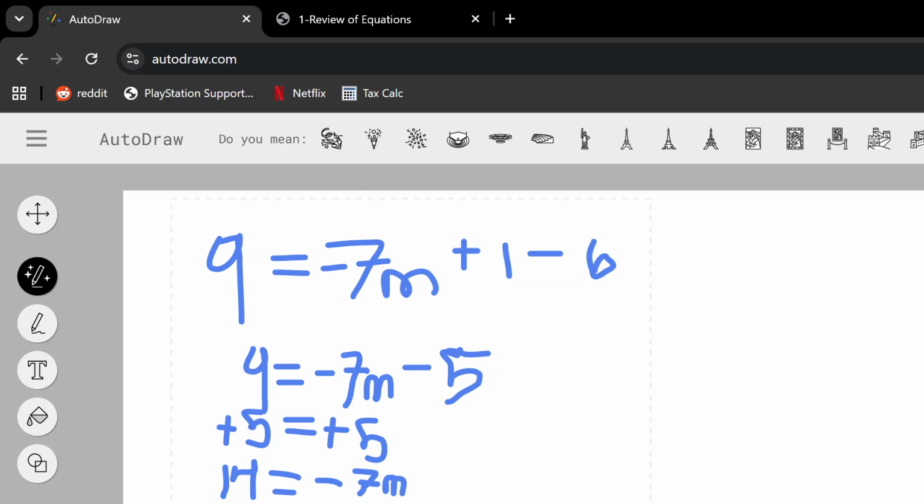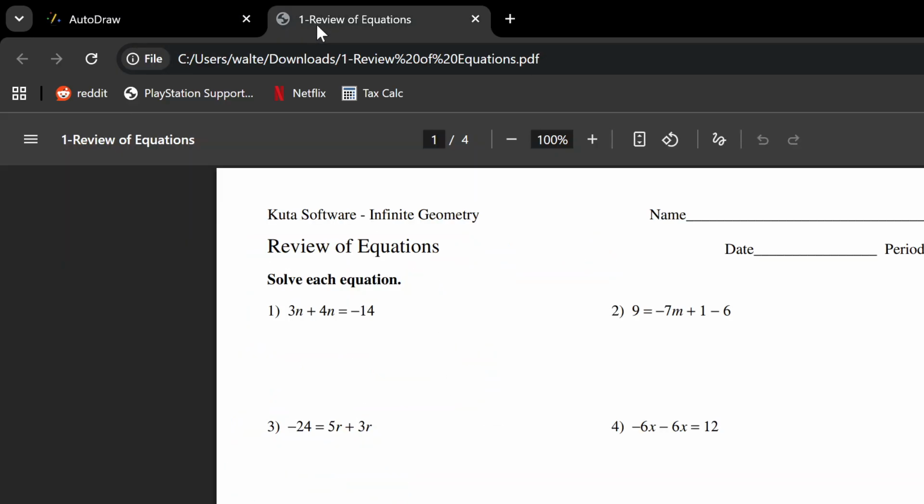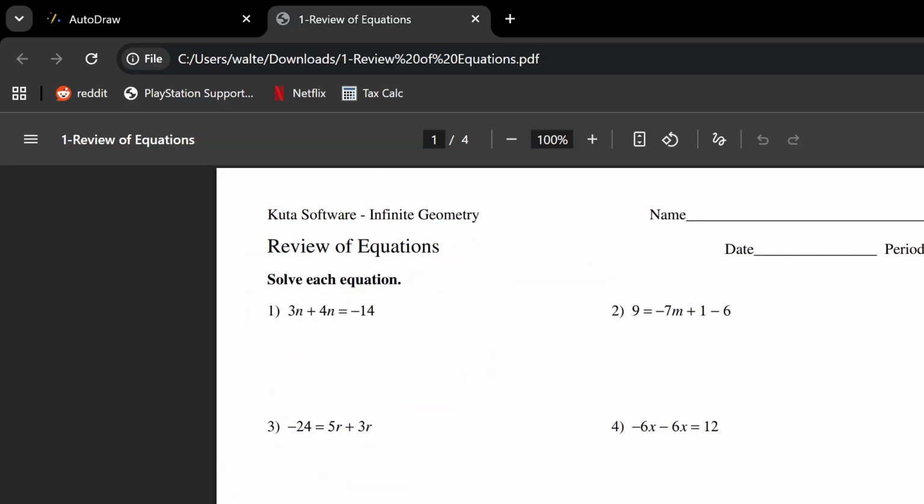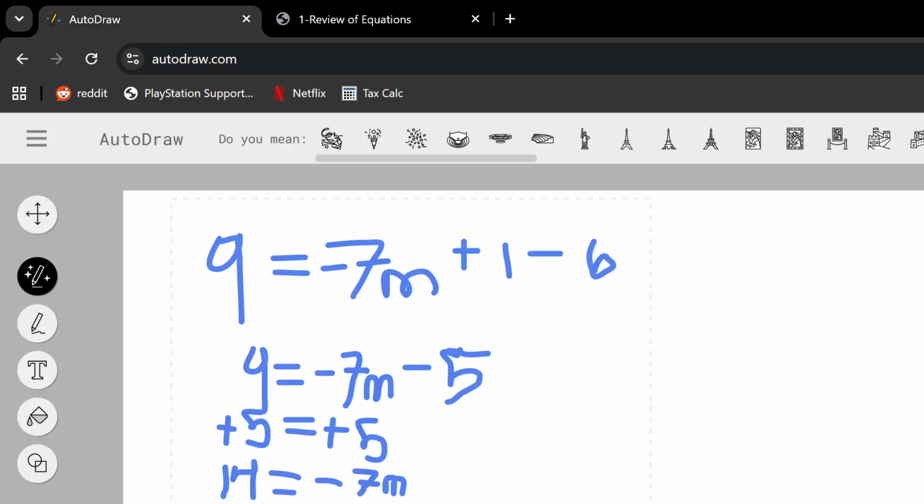Cool. Now remember what I said first. I want m, I don't want negative m. So that means I want positive m. Right now we have 14 equals negative 7m, but I want m by itself. What do you think we should do? It's very similar to the first problem we did, where we found out that n equals negative 2.